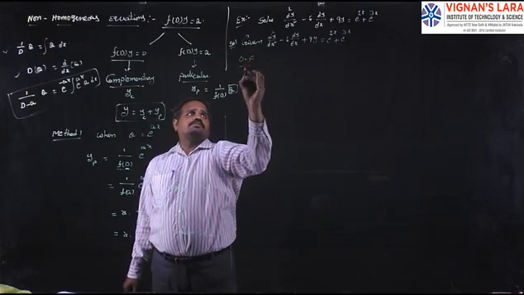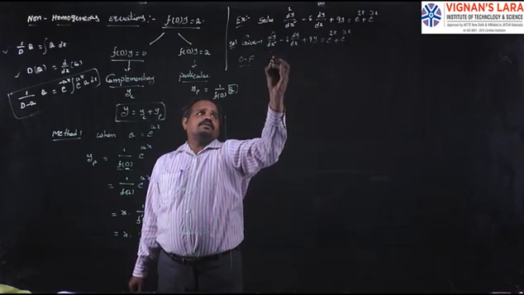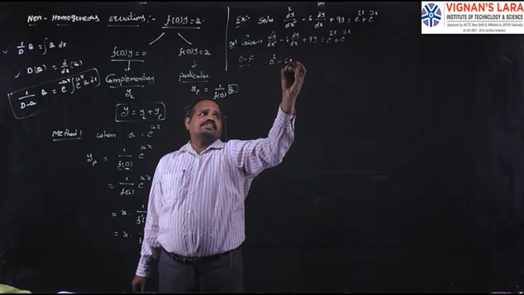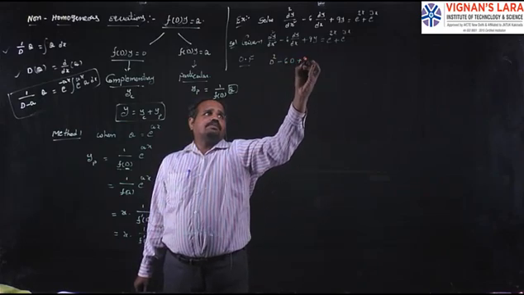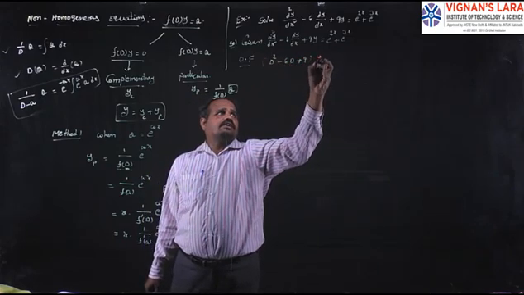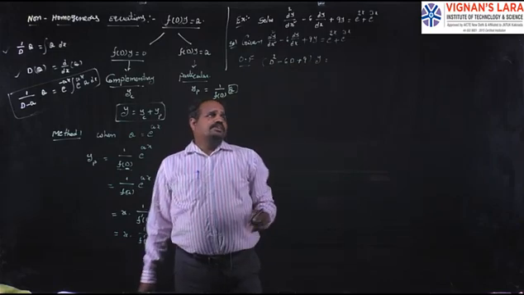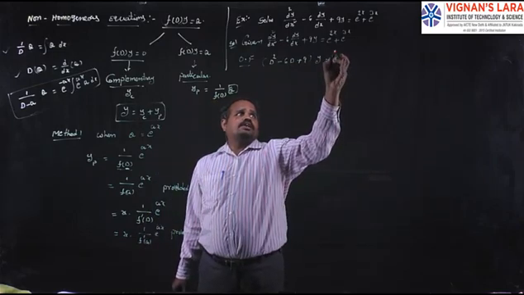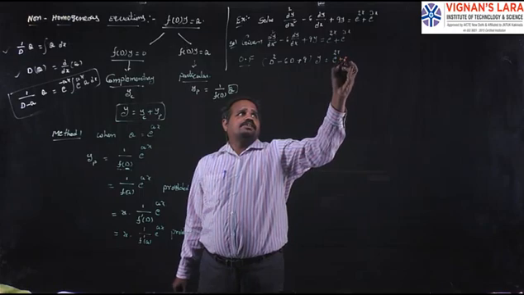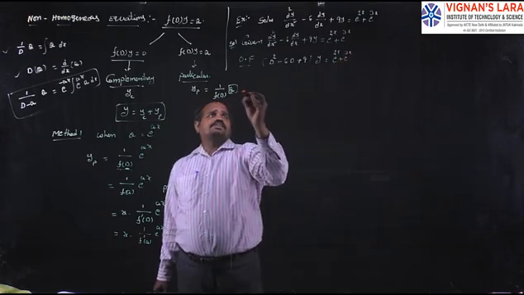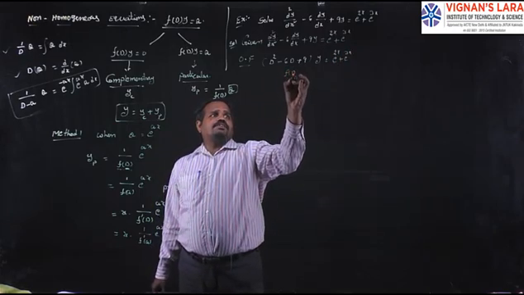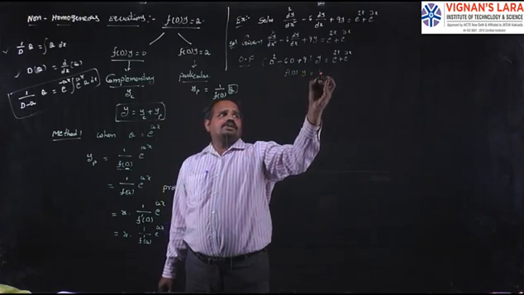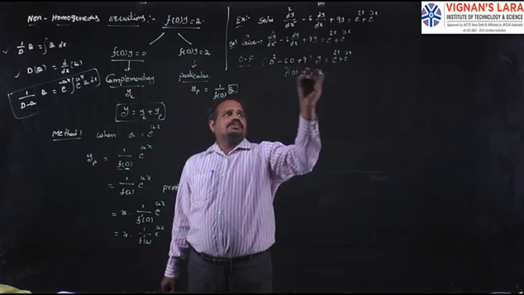Operator form: d square minus 6d plus 9 into y is equal to e power 2x plus e power 3x, which is nothing but f of d into y is equal to q. So this is our form.